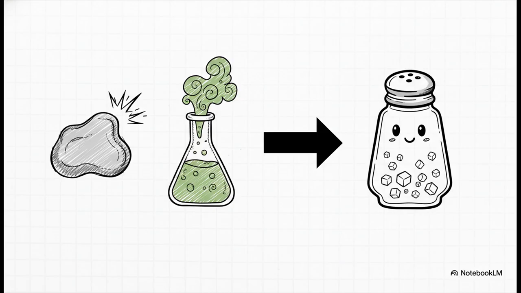But stop and think for a second about how absolutely wild that is. We start with sodium, a shiny metal that literally explodes if you drop it in water, and chlorine, a poisonous gas. But when they form this ionic bond, they create this stable, harmless crystal that we sprinkle on our food. That is the amazing power of chemistry right there.